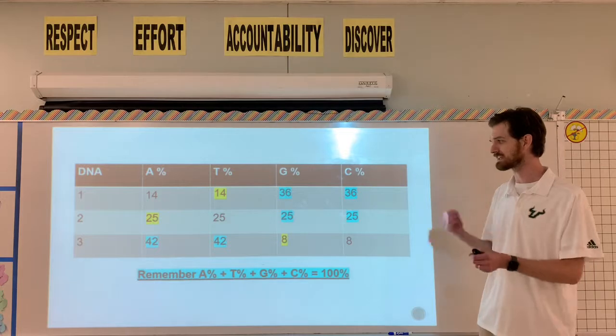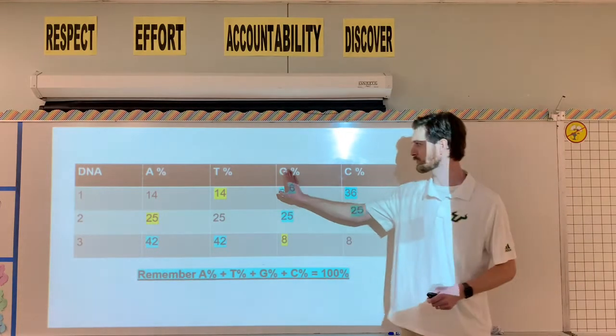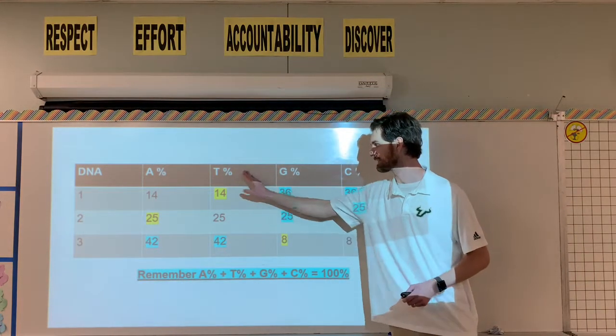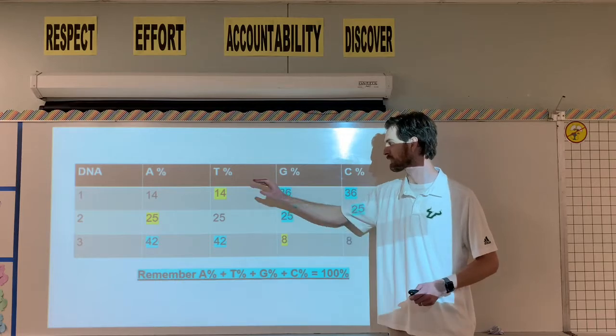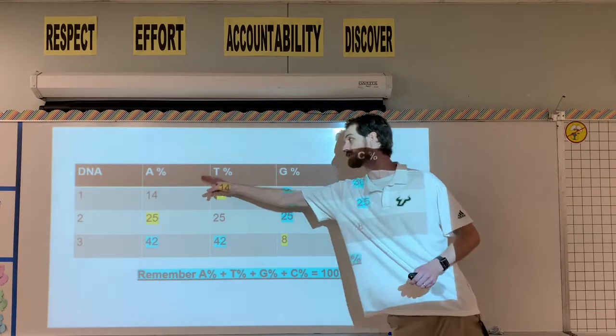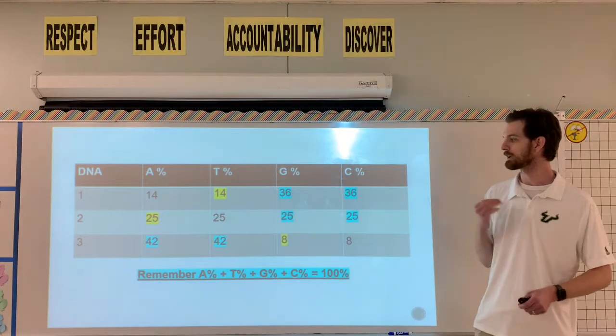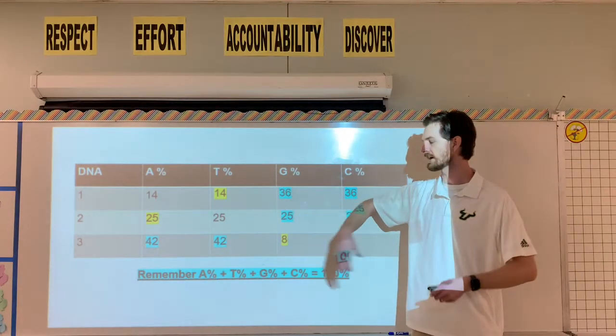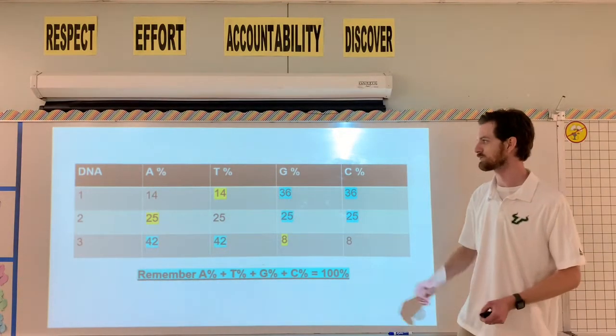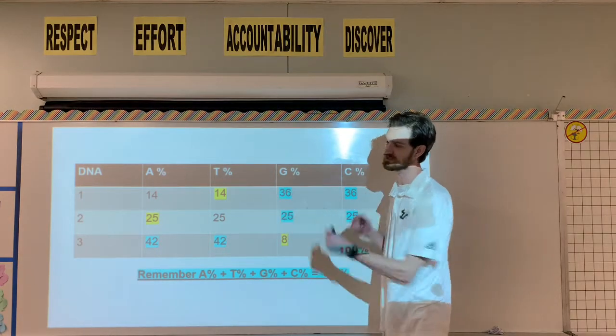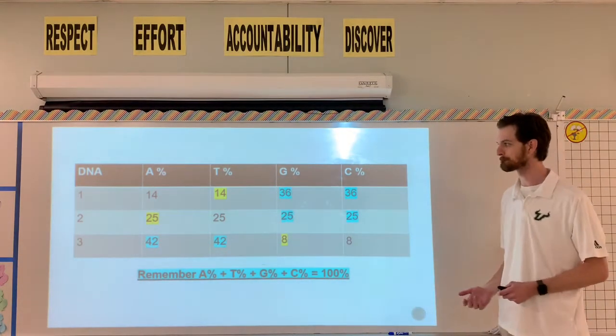The goal is getting them to either add up to 100 or knowing that quick association that I just made: these two have to add up to 50, or these two have to add up to 50, right? Because you're trying to add it to 100%. So if T and G equal 50, that means A and C have to equal 50 to balance out. All right?